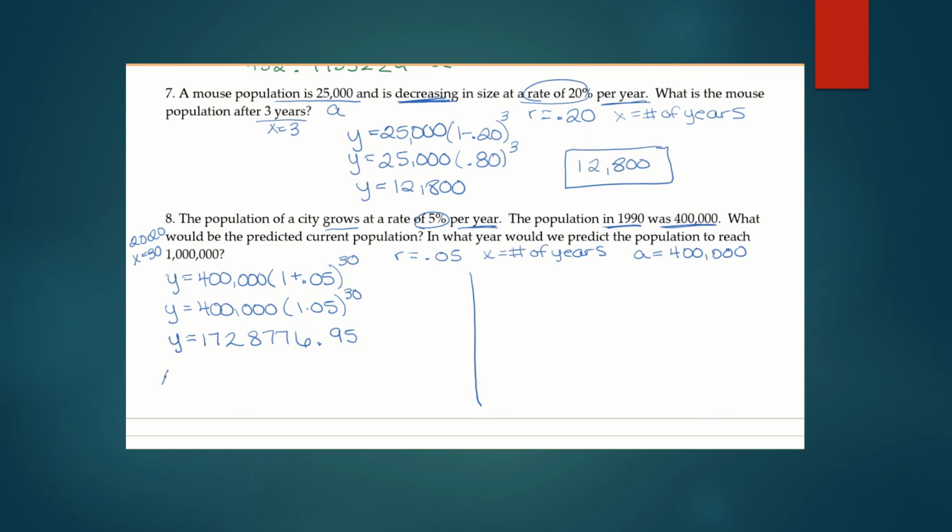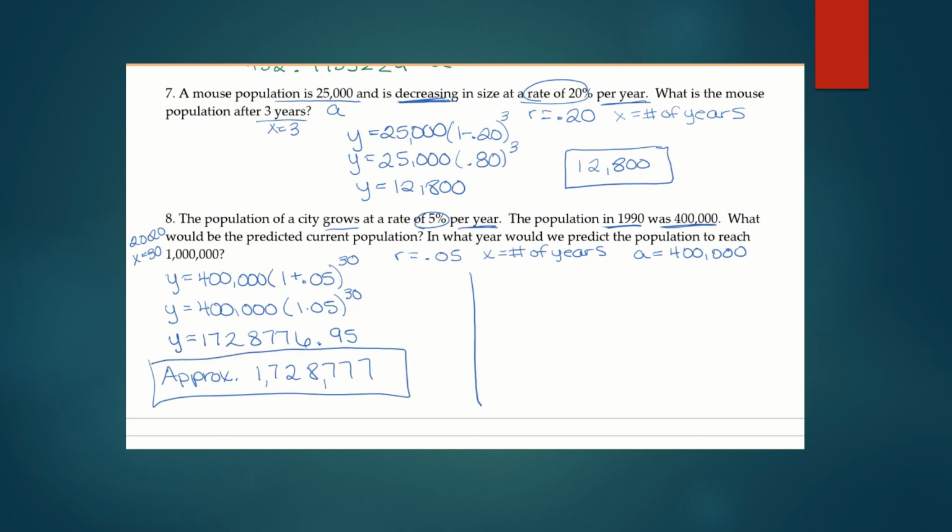So I'm going to say approximately 7, and I'm going to round this up to 7 so that we can include that whole person into our population. So instead of saying 0.95 of a person, we're actually going to round that up. When we're talking in terms of population, we're going to round that up to just a nice even 1,728,777 people.